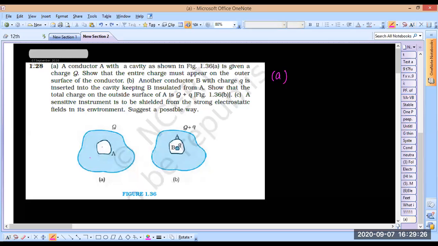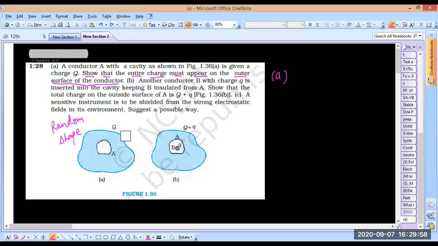So this conductor has some random shape. It can be any shape, no problem, right? And there is a charge Q on this conductor, right? Show, that means prove, that entire charge must appear on outer surface of conductor. We have already proven it, right? I hope you remember that. If you don't put anything inside, all the charge will appear over here. We have already proven that.